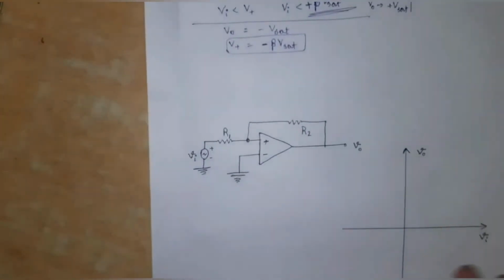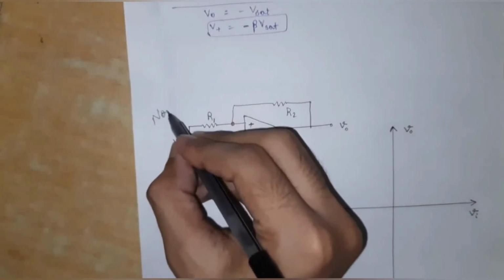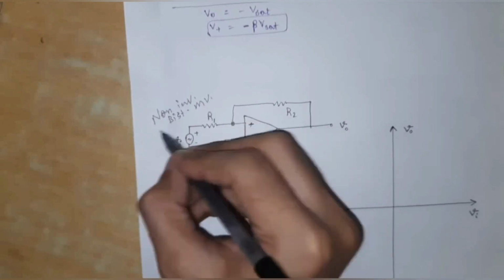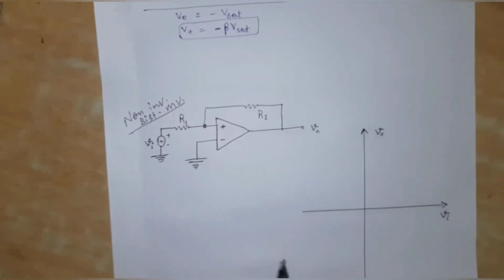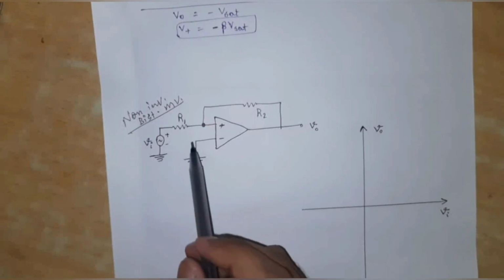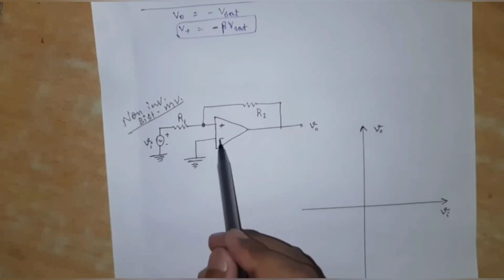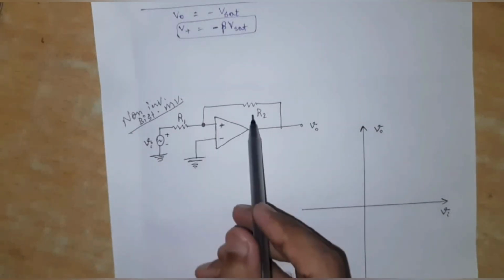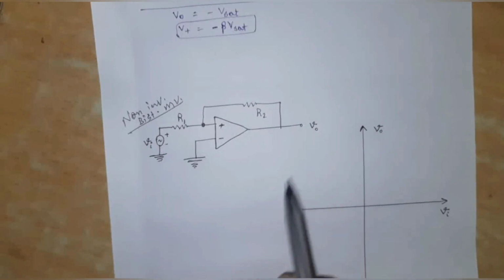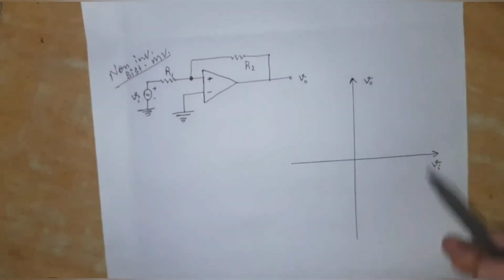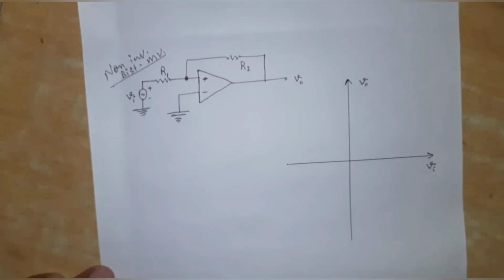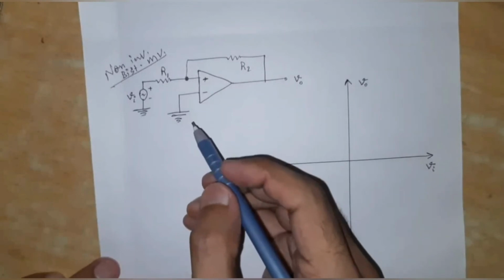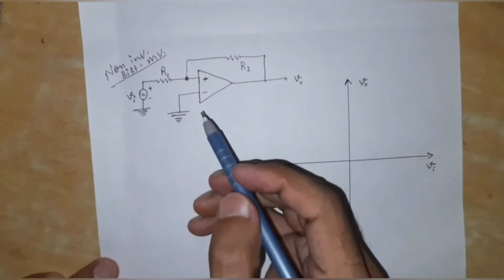Now we shall move on to the non-inverting bistable multivibrator. The difference in the circuit diagram is that V input, instead of being attached to this inverting terminal, is attached to this non-inverting terminal. Resistances R1, R2 are the same, and this is V output. Here we will plot the transfer characteristics. I'll be progressing slowly, so be with me and understand what changes have come as compared to the inverting bistable multivibrator.